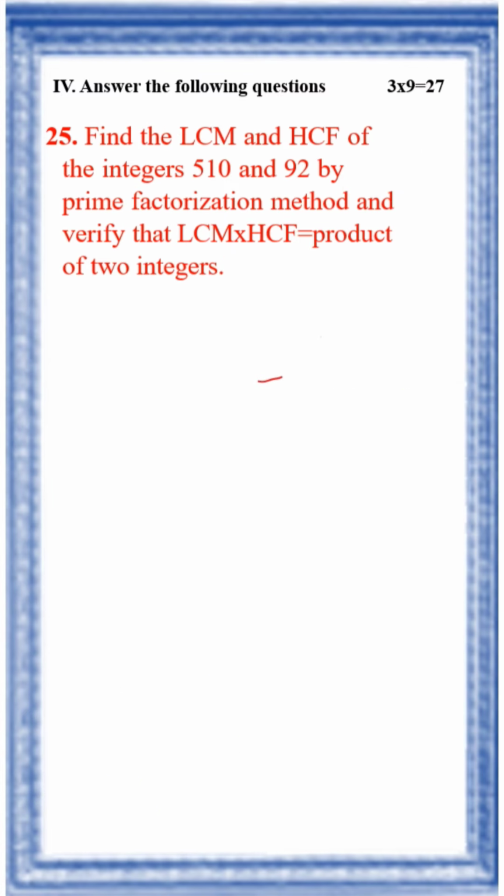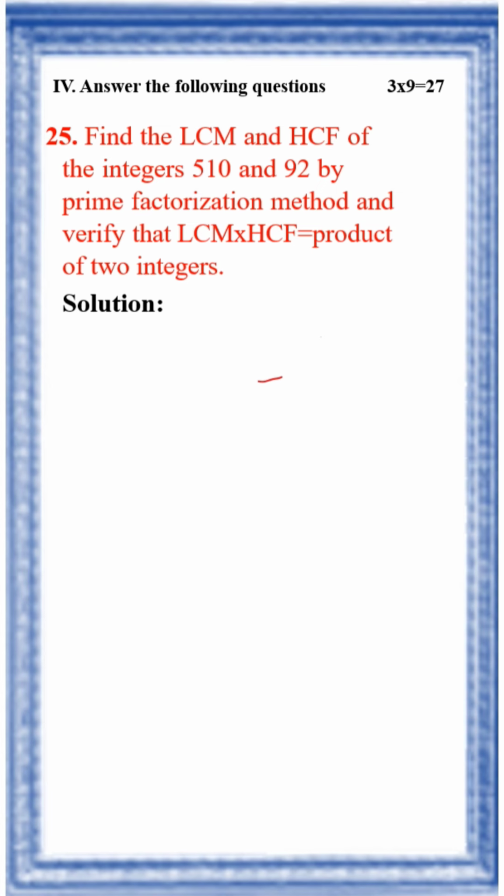Now let us solve 3 marks questions of the question paper. There are 9 questions. Now let us solve the 25th question, which is taken from the chapter Real Numbers. Find the LCM and HCF of the integers 510 and 92 by prime factorization method and verify that LCM into HCF is equal to product of the two numbers.